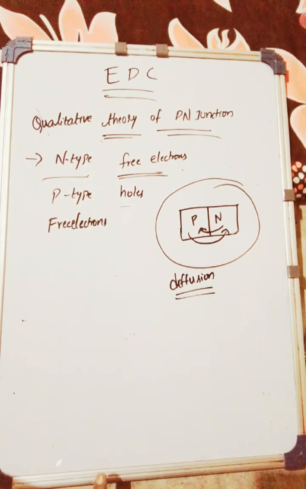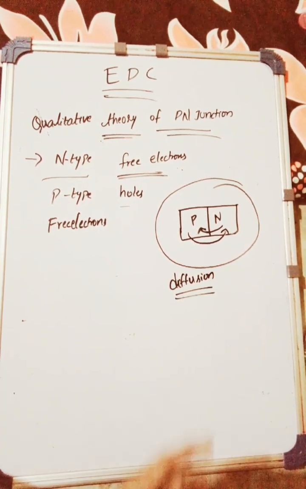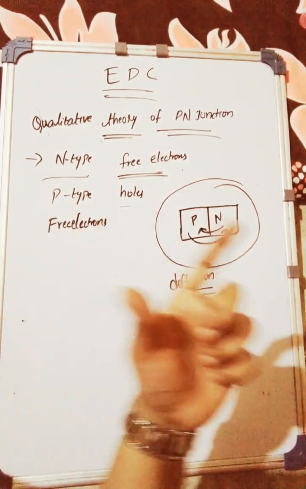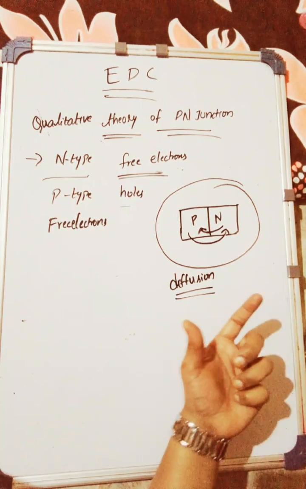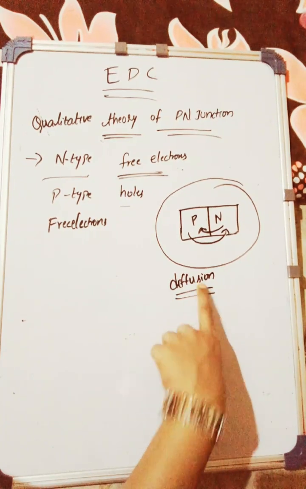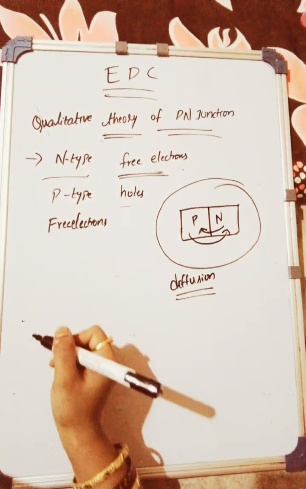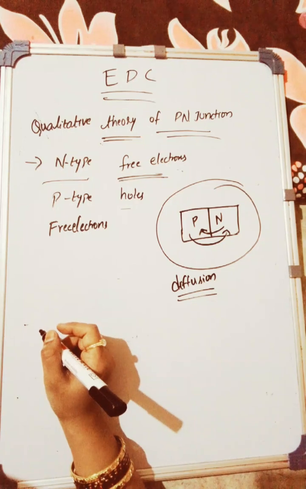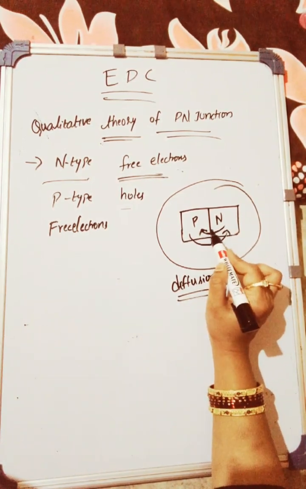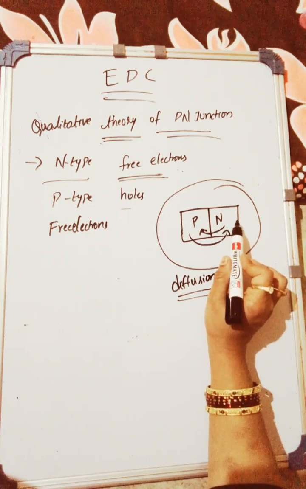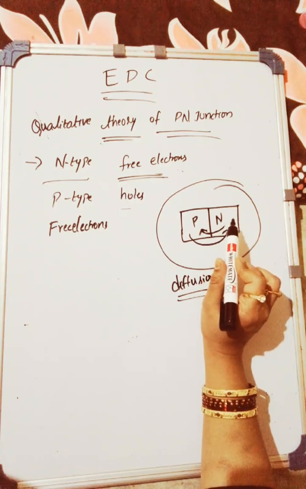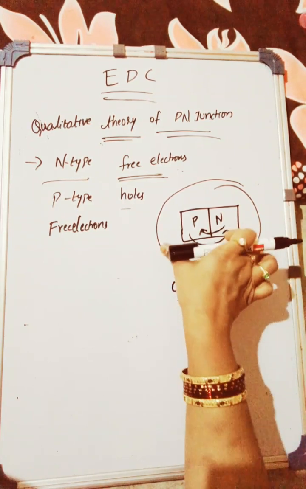See how easy it is. Based upon the concentration of electrons as well as holes, from the p side to the n side the holes will move, and from the n side to the p side the electrons will diffuse. This entire process is called diffusion. As the free electrons move across the junction from n-type to p-type, the positive donor ions are uncovered. Hence, a positive charge is built on the n side of the junction. This is one process of diffusion.